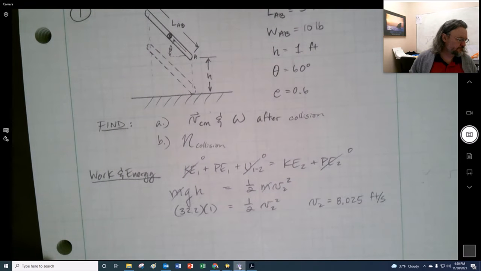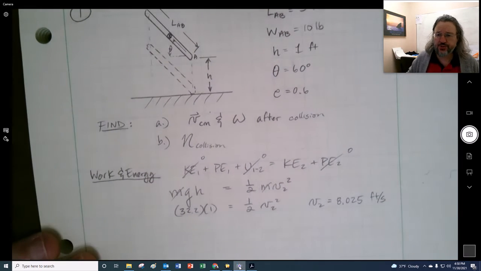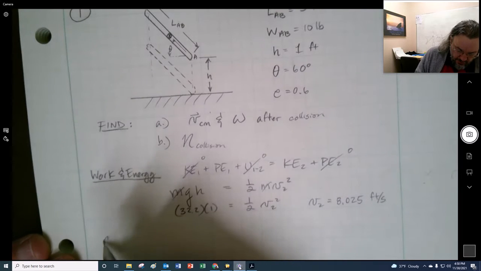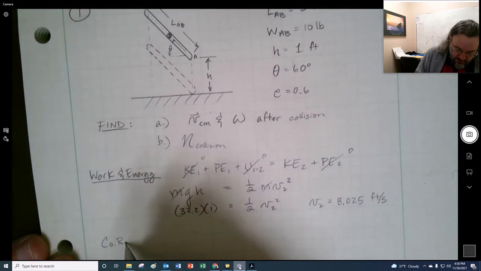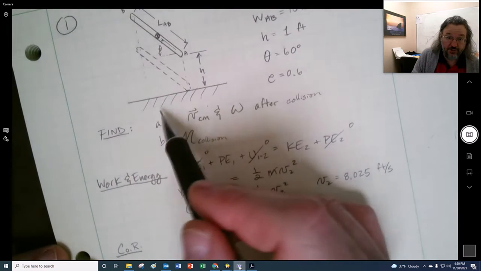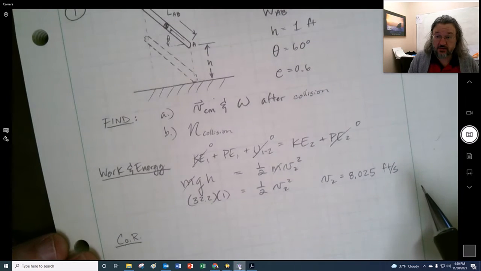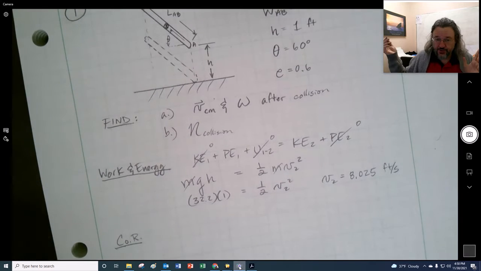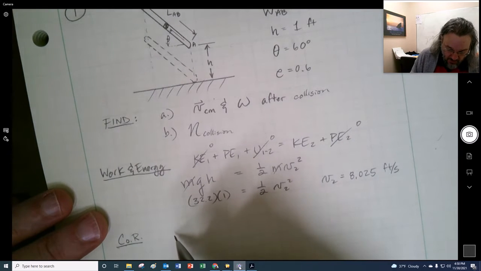Now, I'm trying to decide how I want to handle this. We could do the collision using the coefficient of restitution. Now we have to remember the ground is an infinitely large mass with zero velocity, so infinity times 0 is who knows. That's the kind of problem it is.